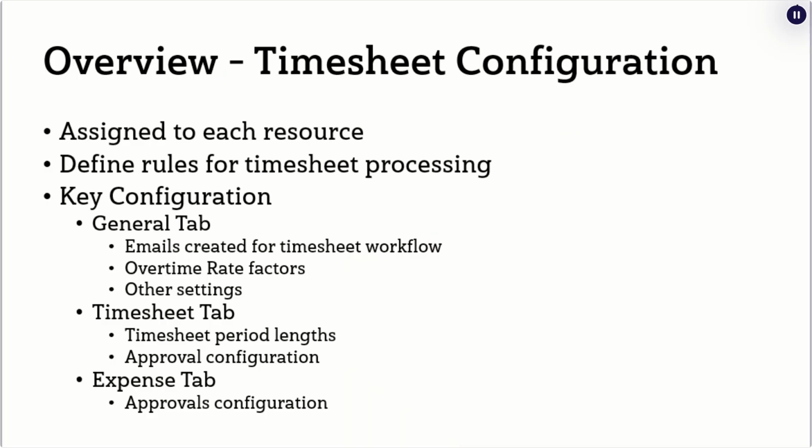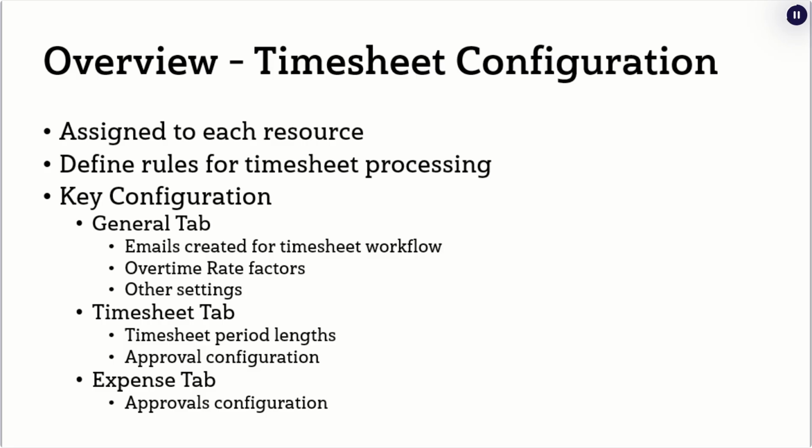The timesheet configuration allows you to define timesheet rules that apply to a group of resources. Multiple resources can be associated with the same configuration. The configuration is assigned to the resource on the resource card. The timesheet configuration is separated into 3 fast tabs. The tabs are General, Timesheet, and Expense. Each tab will be reviewed in detail in this video.